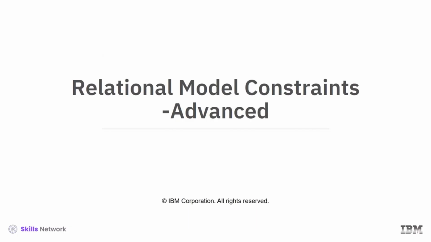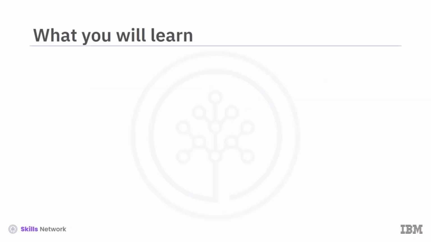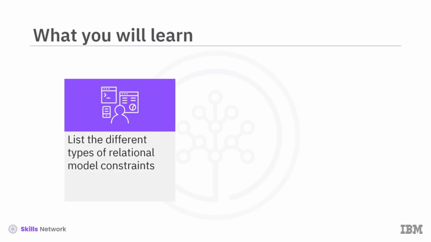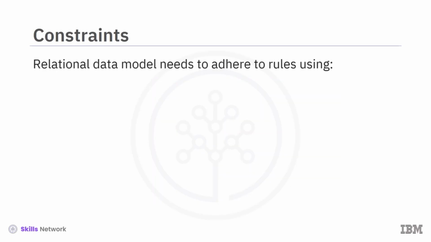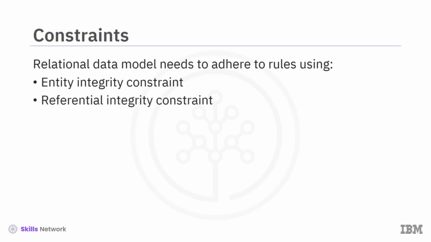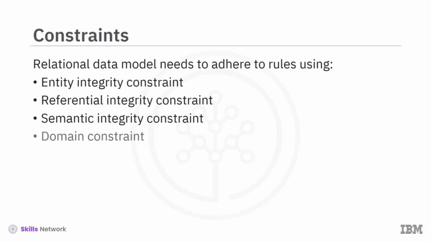Welcome to Relational Model Constraints. After watching this video, you will be able to list and describe the different types of relational model constraints. In a business, a data relational model needs to adhere to certain restrictions or rules. In a relational data model, data integrity can be implemented using integrity rules or constraints. The following 6 constraints are defined in a relational database model: entity integrity constraint, referential integrity constraint, semantic integrity constraint, domain constraint, null constraint, and check constraint.